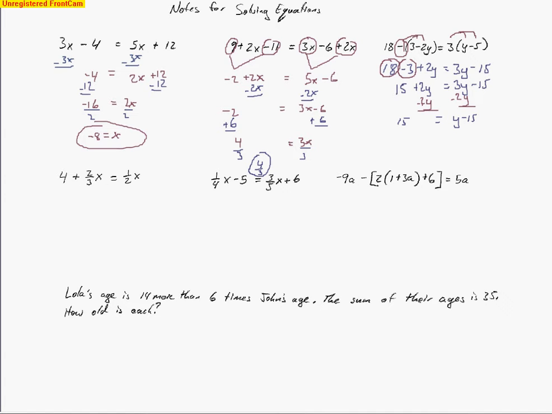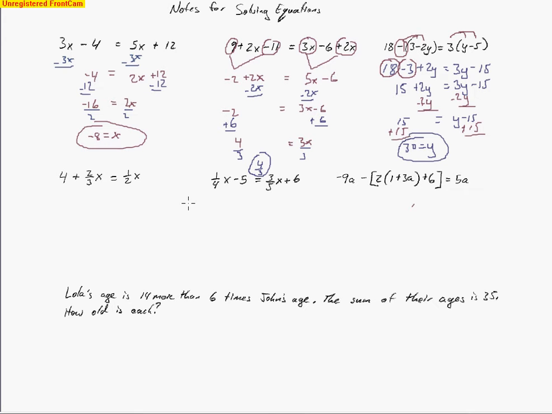So then I just have one more step, and that's to add this 15 to both sides. Notice I'm bringing the constants to the left because the variables are on the right-hand side, so I'm left with 30 equals y, and there's my answer.